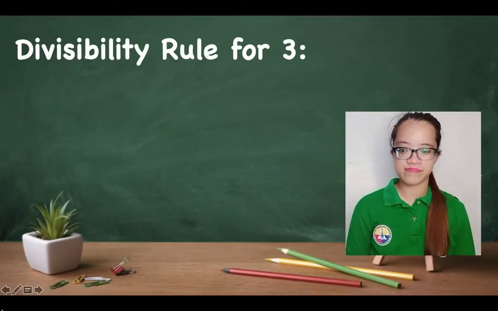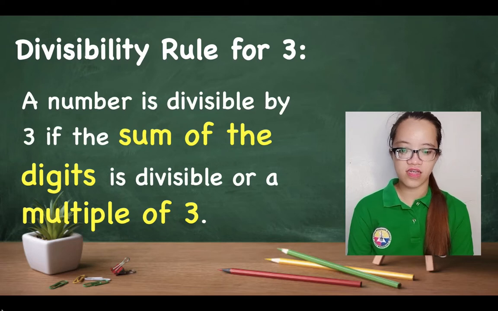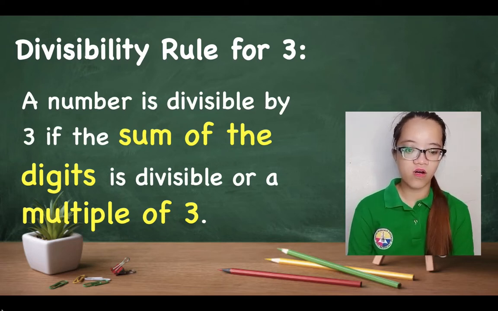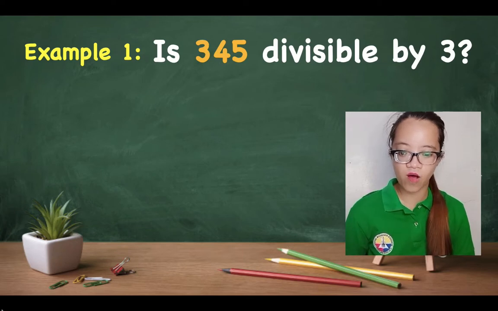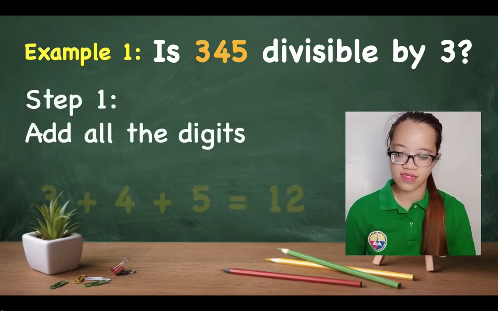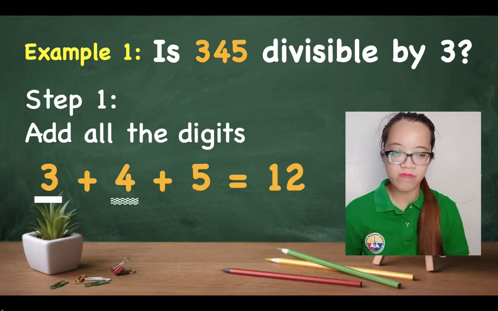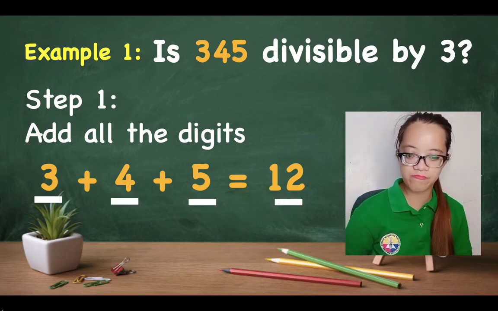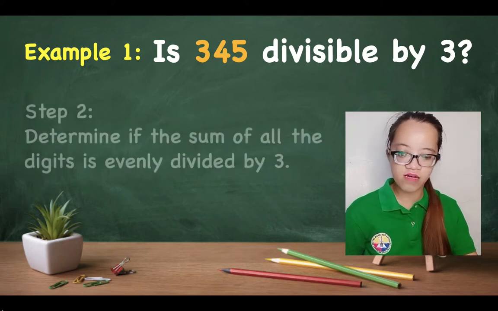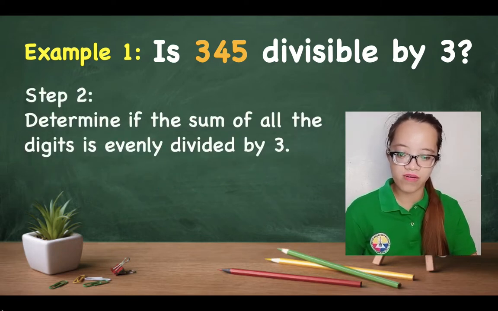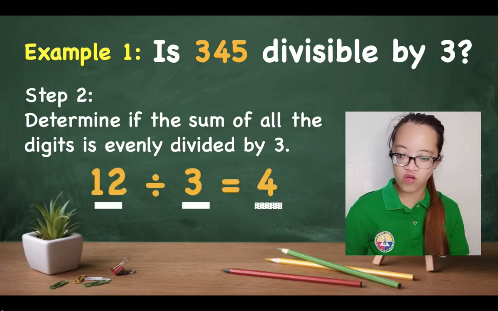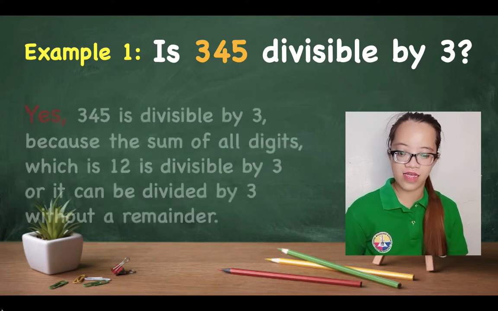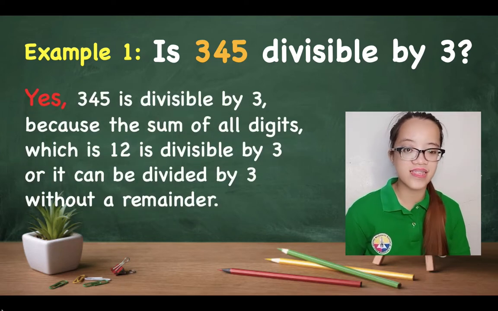Divisibility rule for 3. A number is divisible by 3 if the sum of the digits is divisible by, or a multiple of, 3. Example: is 345 divisible by 3? Step 1. Add all the digits. 3 plus 4 plus 5 equals 12. Step 2. Determine if the sum of all the digits is evenly divided by 3. 12 divided by 3 equals 4. So, the answer is yes, 345 is divisible by 3.